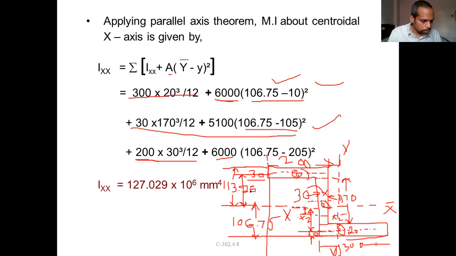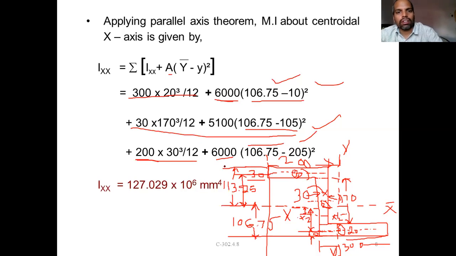So you'll get 98.25. The distance is 98.25. What about this one? Let us see. 205 minus 106.75, you get 98.25. So you will get 98.25. This distance is 98.25, either this way or this way. Whatever way you calculate, you will get 98.25. Right? So 98.25 is this distance.